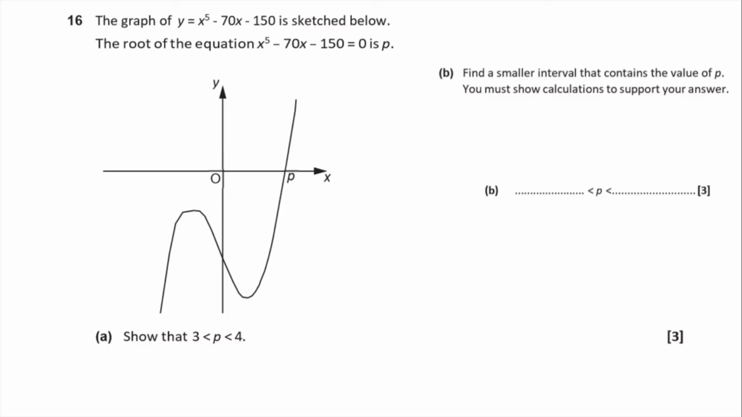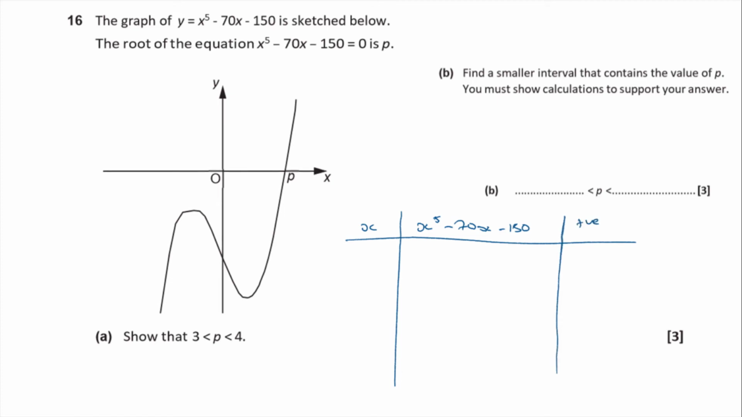Okay, now this is actually a trial and improvement question disguised as a kind of graphy thing. So what we need to do with these questions is make a little bit of a table. We need to work out the value of our function x to the power 5 minus 70x minus 150 for various values, and then see if they are positive or negative. In other words, they lie above or below the axes. We've been asked to show that it lies between 3 and 4 to start with, and then to find a smaller interval that it lies in between.